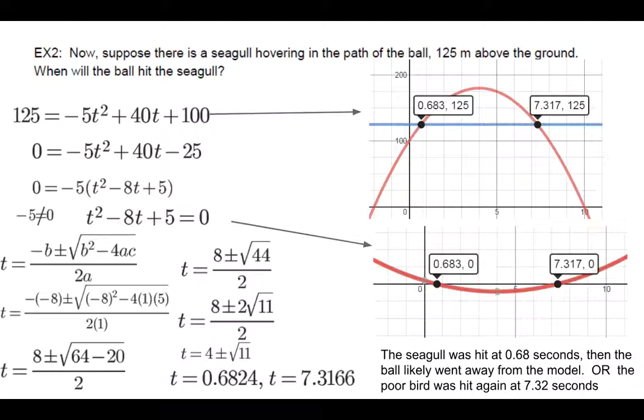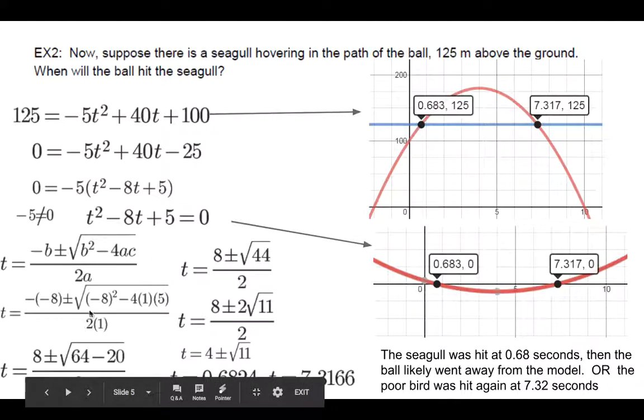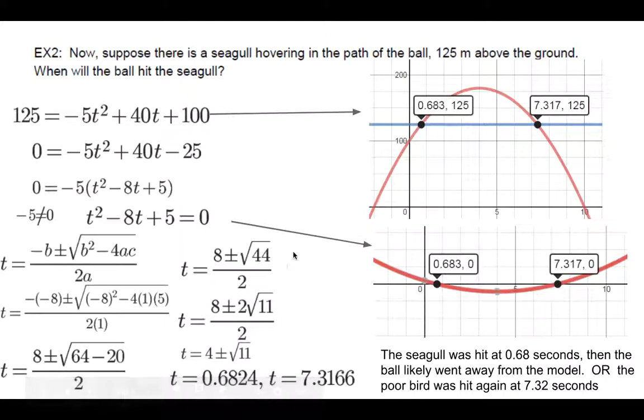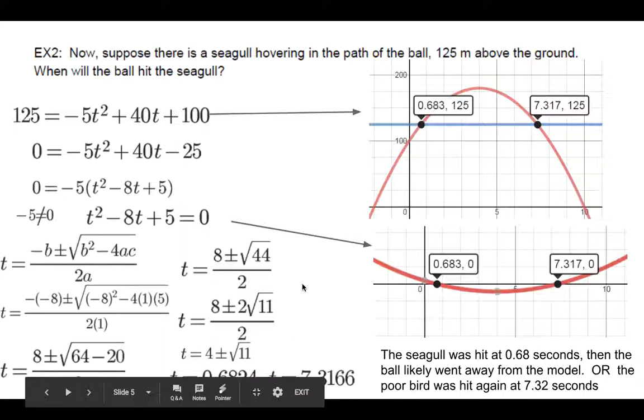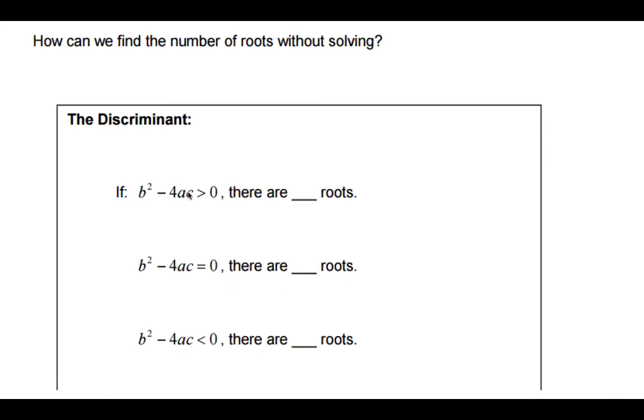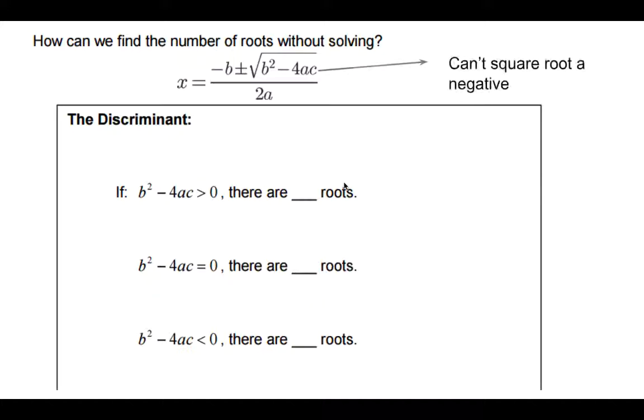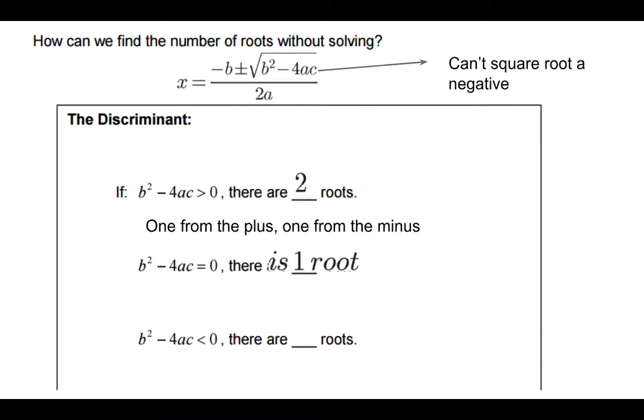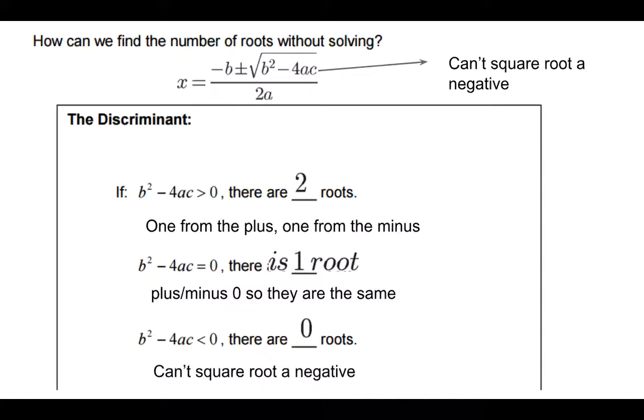If you just wanted to find out if the ball was going to hit the seagull, it might not make sense to do the whole quadratic formula. If you just wanted to figure out what's under the square root, to make these steps a little bit shorter, it might make sense to look at something called the discriminant. The discriminant is the thing that's under the square root. If b squared minus 4ac is bigger than 0, we know that there are 2 roots, plus minus something. If it equaled 0, there'd only be 1 root, because plus minus 0 is the same thing. If it was less than 0, you'd have to stop, and there'd be no roots because you can't square root a negative.